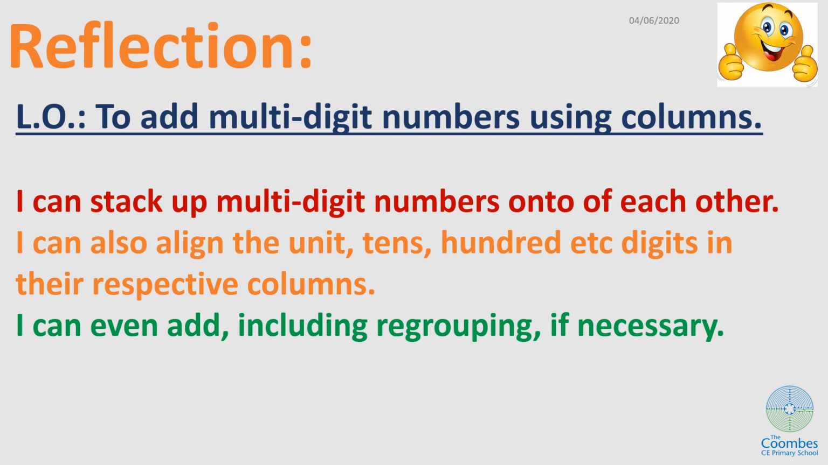Just as a reflection, were you able to stack up the multi-digit numbers onto each other? Did you make sure that they were aligned? The units, the tens, and the hundreds column digits were aligned properly? And could you add, including regrouping when necessary? If you were able to do all these, well done. You can now add multi-digit numbers using column method.